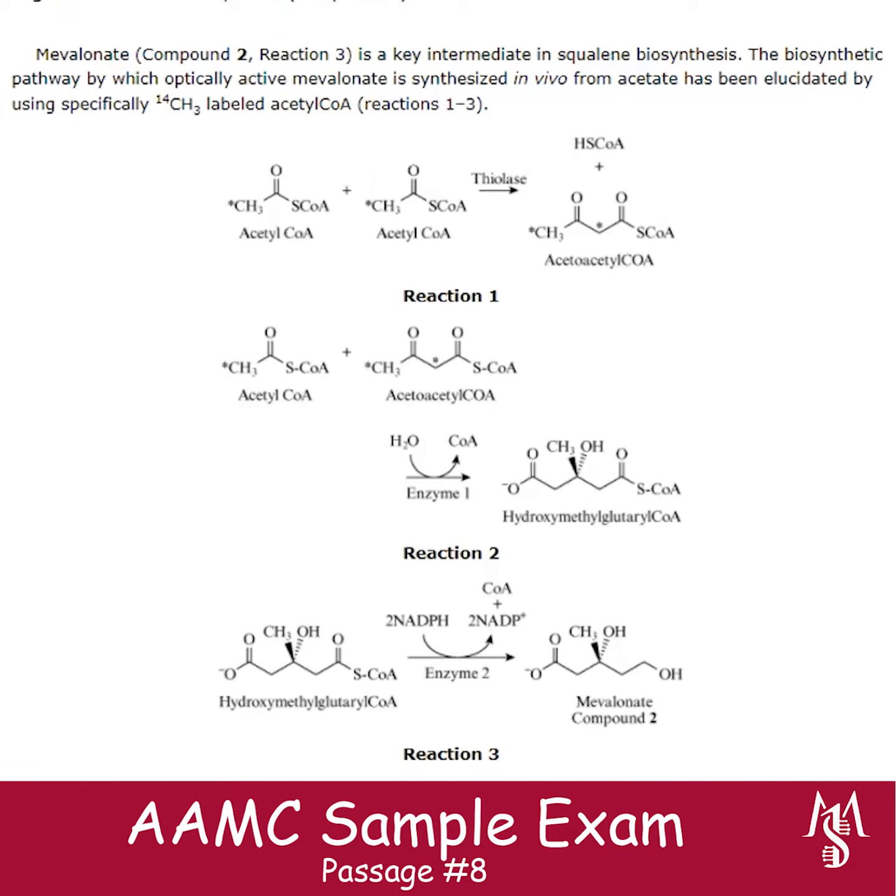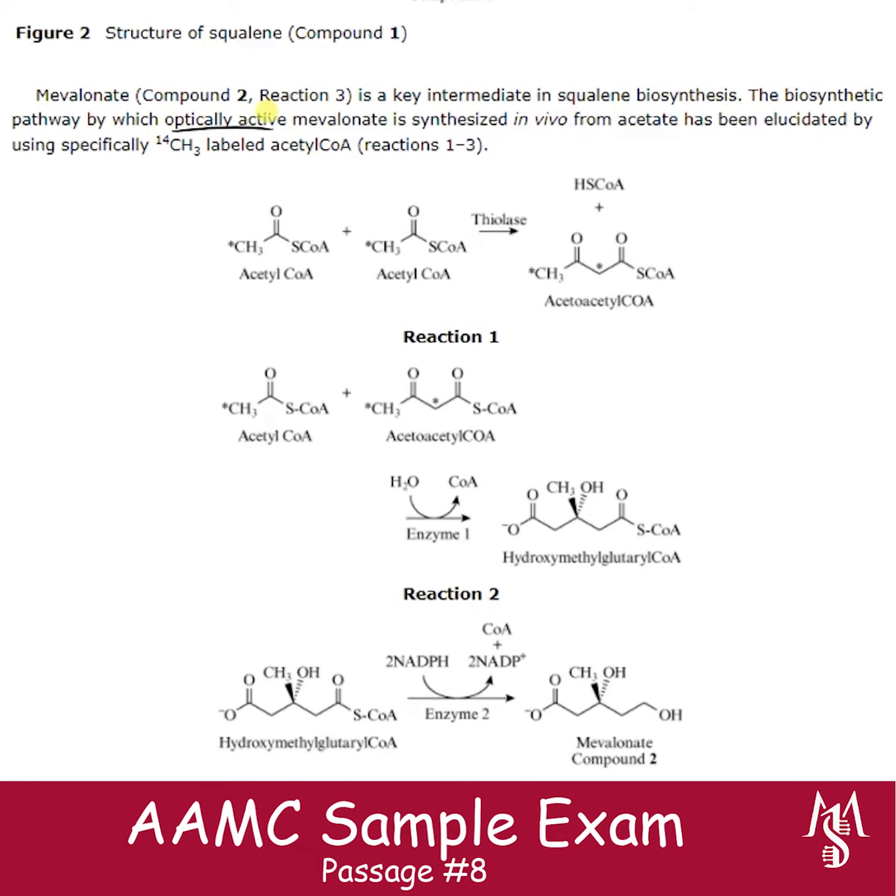This goes on to say that mevalonate, compound 2, is a key intermediate in squalene biosynthesis, the biosynthetic pathway by which optically active mevalonate. Notice it says optically active, that tells us that it's chiral, right? Meaning that it rotates plane polarized light either clockwise or counterclockwise depending on which way it's synthesized. The pathway by which optically active mevalonate is synthesized in vivo from acetate has been elucidated using specifically C14 labeled acetyl-CoA, reactions 1 through 3.